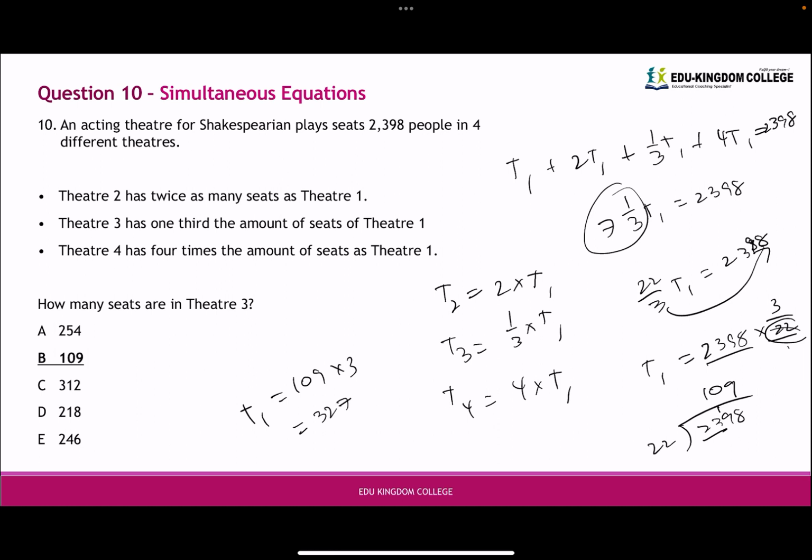So how many seats are in theatre 3? Theatre 3 is a third of T1. So divide 327 by 3, and we just get 109. So it's part B.